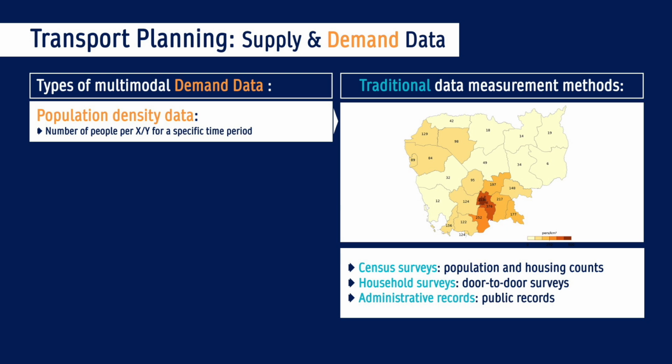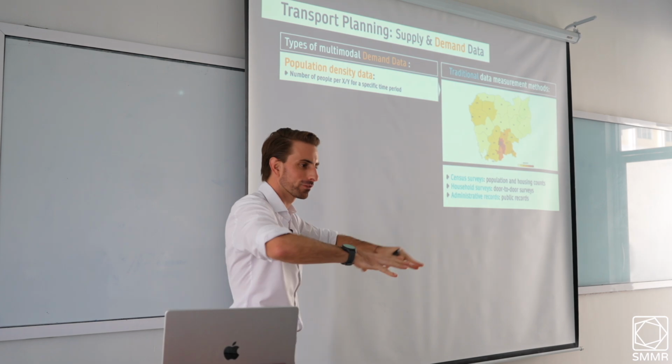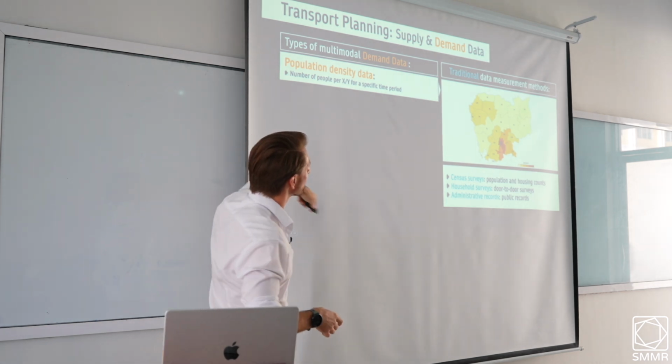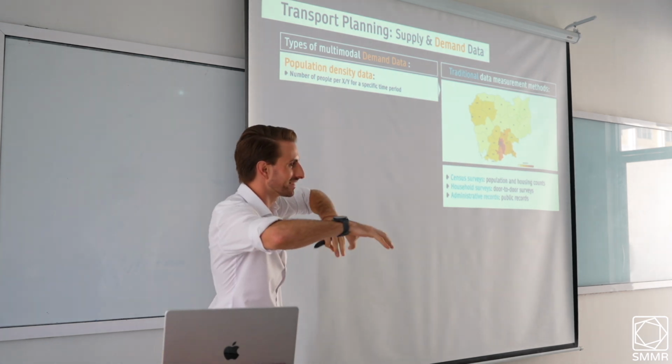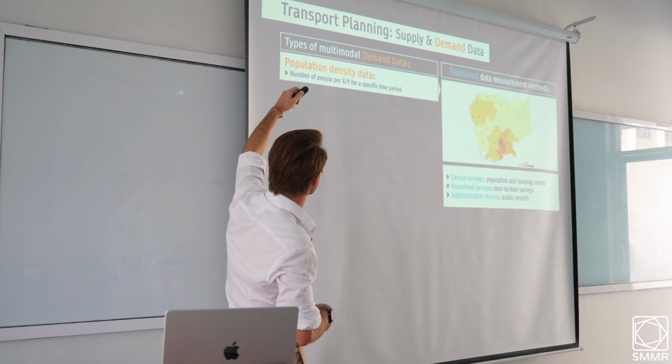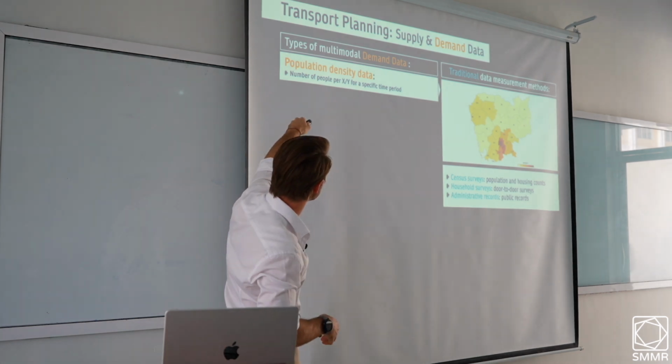Then we need our demand data. And all of this will start making sense in a few slides when I show you how all of this comes together. But once we have an idea of all the supply, all the infrastructure, all the services, we now need to understand how people use these infrastructures and services. And for that, we need population density data.